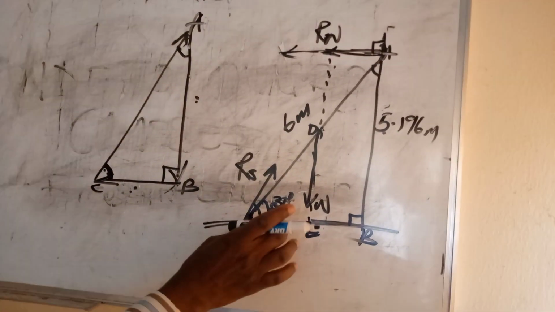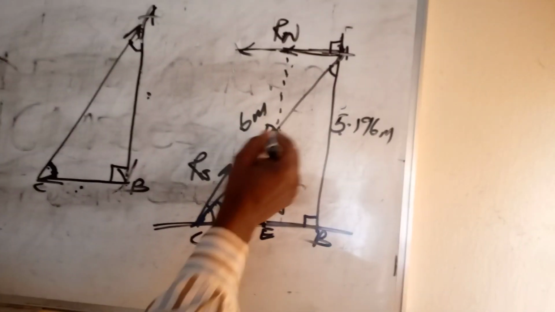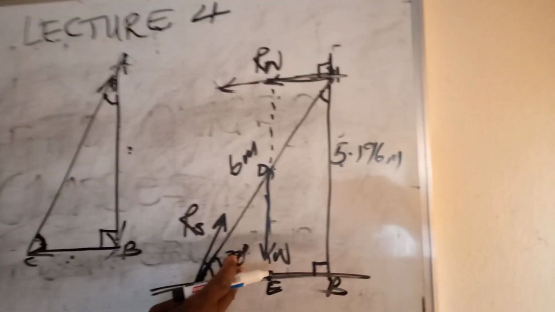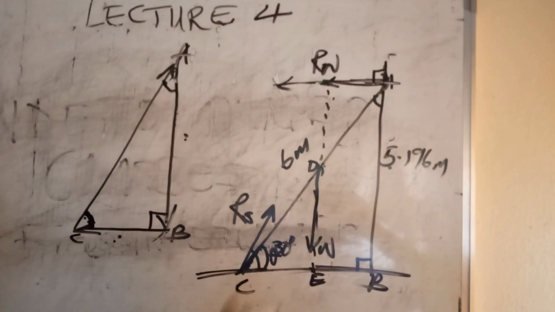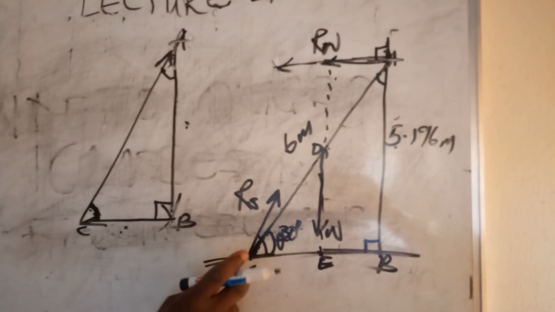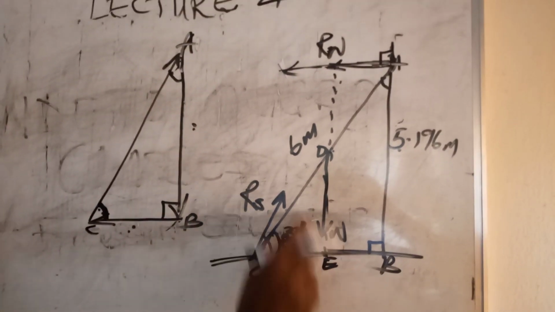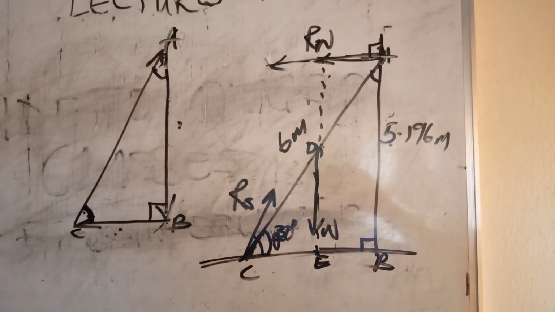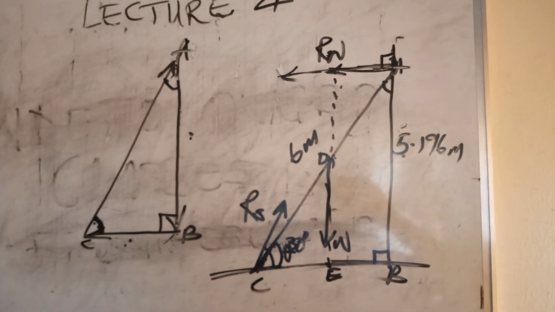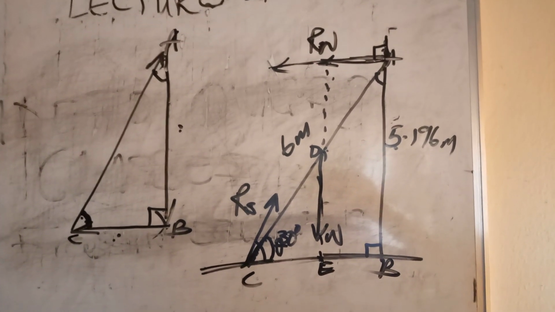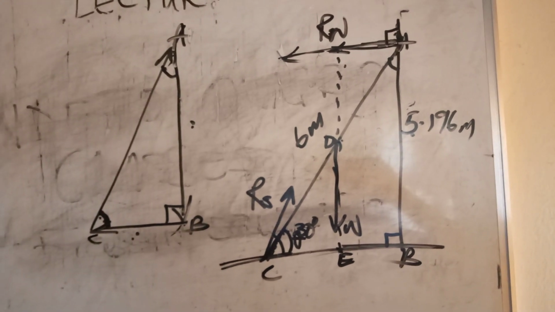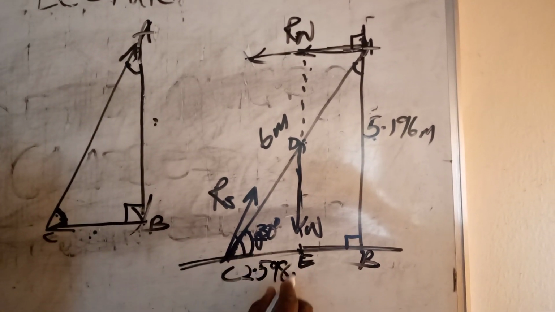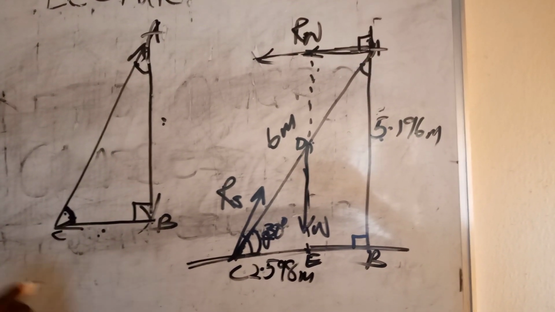While if we take this as half of the length, which is 3 meters, because that is where the weight is acting, with the cosine of 30, cos 30 is equal to CE over 3, that is over DC. So with that, we will get CE. If we do what I'm saying, we will get CE to be equal to 2.598 meters.